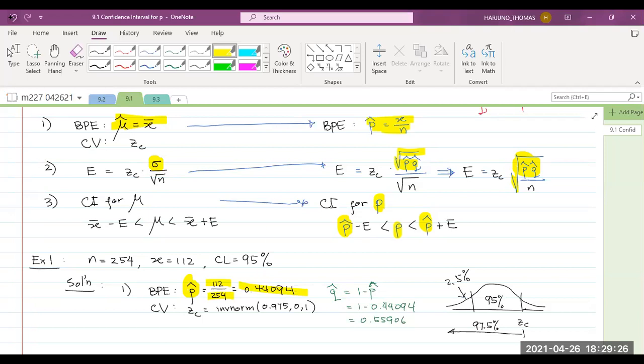Okay, and then we find the Z score, the critical value. It's inverse norm. Area to the left is the confidence level 95% plus half of the remaining 5%. That's how we get that 97.5%.